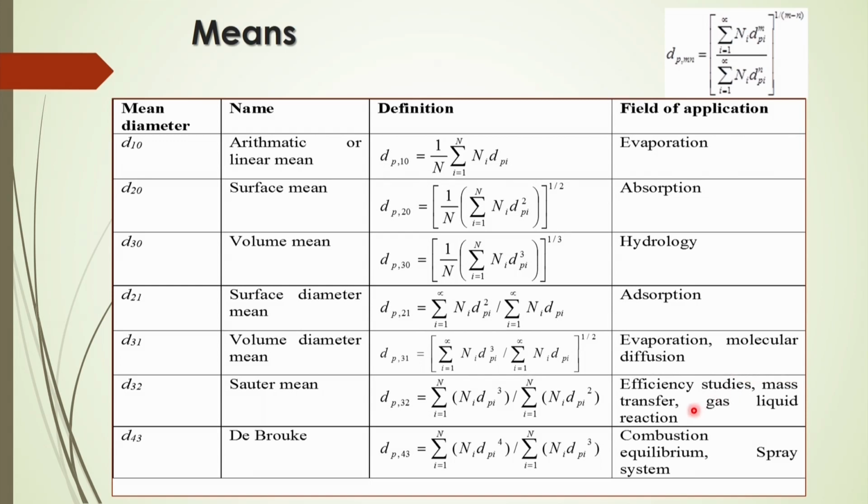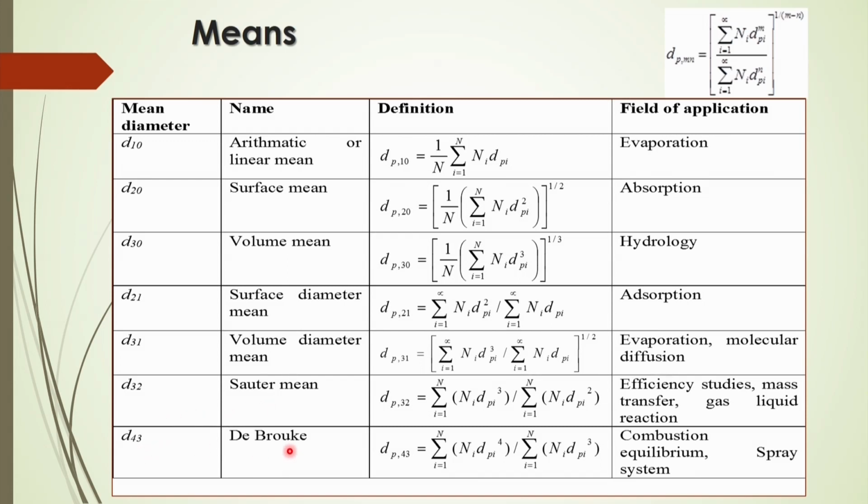This is for efficiency studies of mass transfer, gas-liquid reaction, even gas-liquid-solid reactions in the fluidized bed. The particle mean is represented by this Sauter mean. This is D32, that means the volume to surface mean diameter.